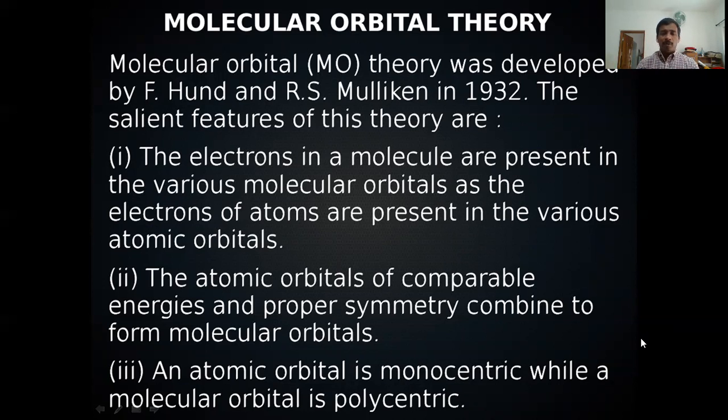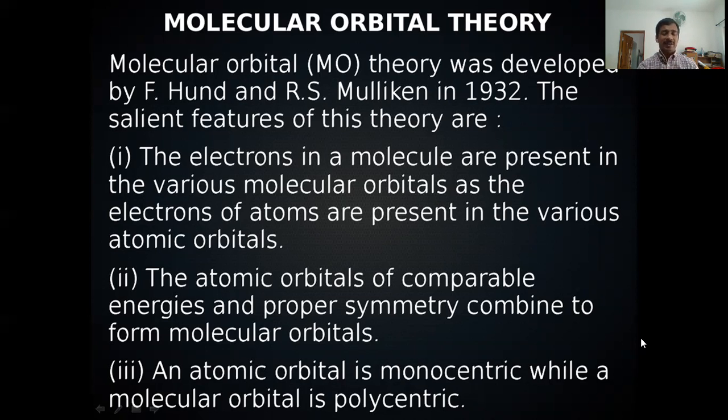And the formation of the molecular orbitals: the atomic orbitals of comparable energies and proper symmetry combine to form molecular orbitals. Atomic orbitals of comparable energy only can combine to form molecular orbitals. Similarly, atomic orbitals of proper orientation. For example, we know there are three p orbitals on the basis of the orientation, px, py, and pz. Two pz orbitals can combine to form a molecular orbital, but pz and px cannot combine to form a molecular orbital.